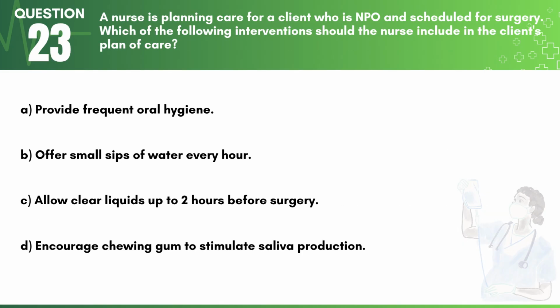Question 23. A nurse is planning care for a client who is NPO and scheduled for surgery. Which of the following interventions should the nurse include in the client's plan of care? A. Provide frequent oral hygiene. B. Offer small sips of water every hour. C. Allow clear liquids up to 2 hours before surgery. D. Encourage chewing gum to stimulate saliva production.